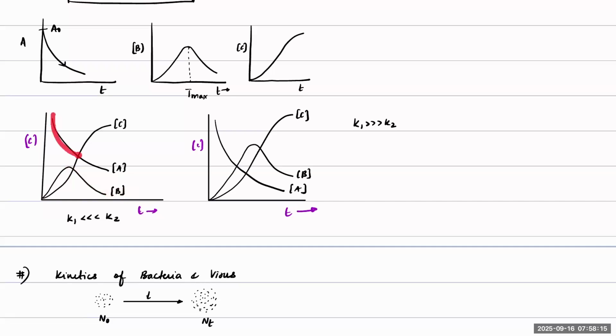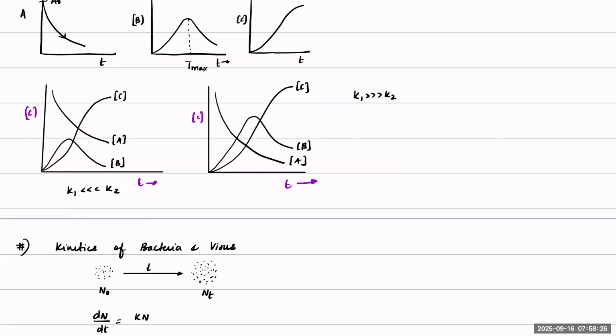While A is decreasing overall, the overall concentration of C is always increasing. So this graph is more applicable when the K2 value is far more than that of K1. While this graph is applicable when the K1 value is far greater than that of K2. Clear?